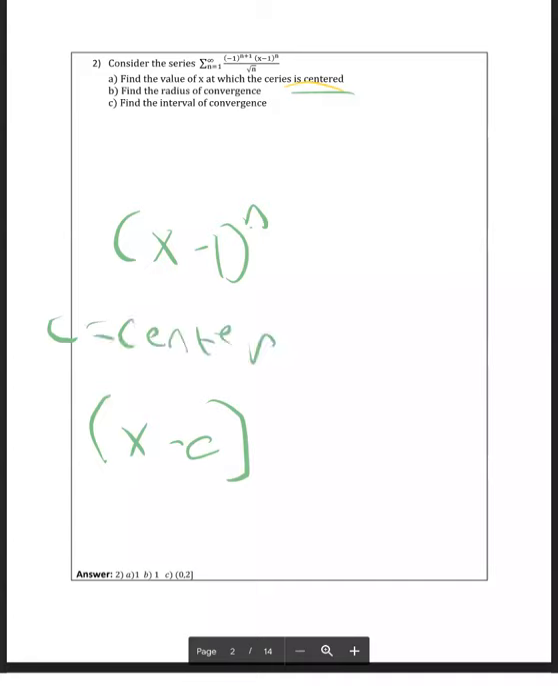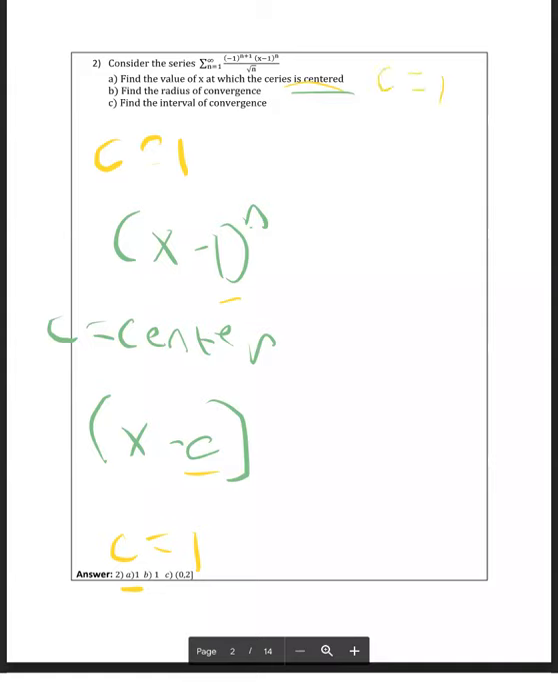Whenever you're looking for the center, look for where the x's are. The x is this expression right here, x minus 1 to the n. And the form of a center is x minus c, where c is equal to the center. So comparing them, you get that c has to be equal to 1, and that's why it's 1. Does that make sense? Yes? Okay.